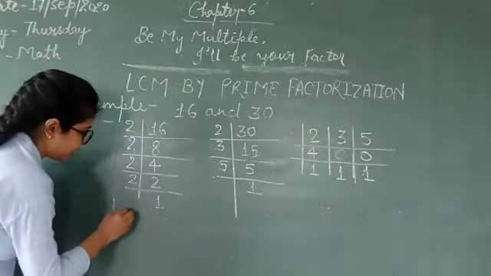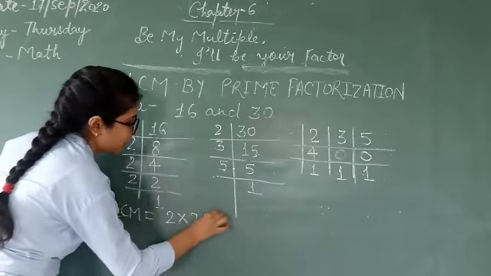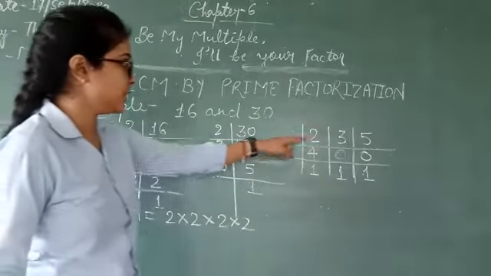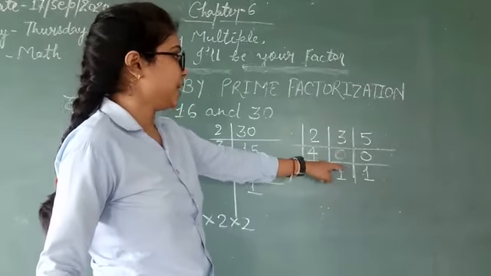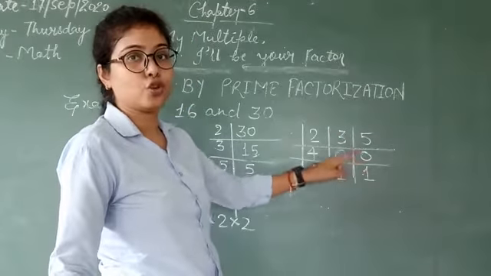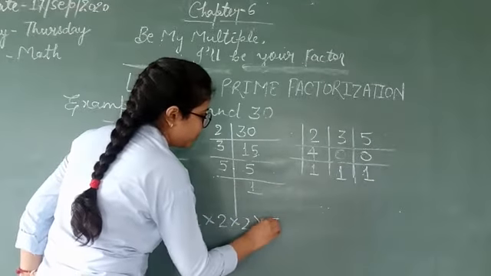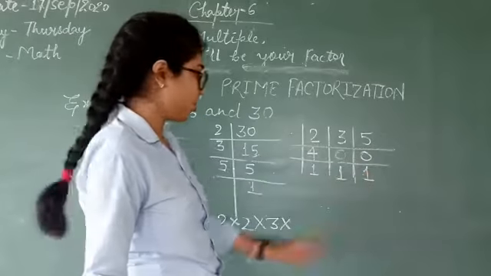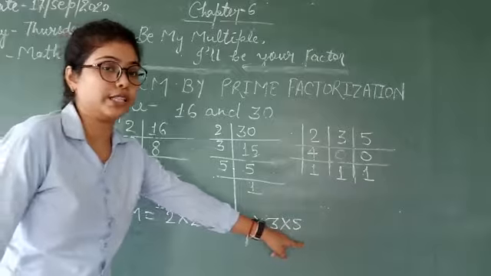So here LCM will be, you have to write 4 times 2 because we have to take the maximum of these. So I am taking 4. And when you see the factorization of 3, the maximum number of times is 1. So you will write 1. You will write 3 at 1 time only, and like that 5 is also 1 time maximum. So you will write 5 here. Now you have to multiply all these.